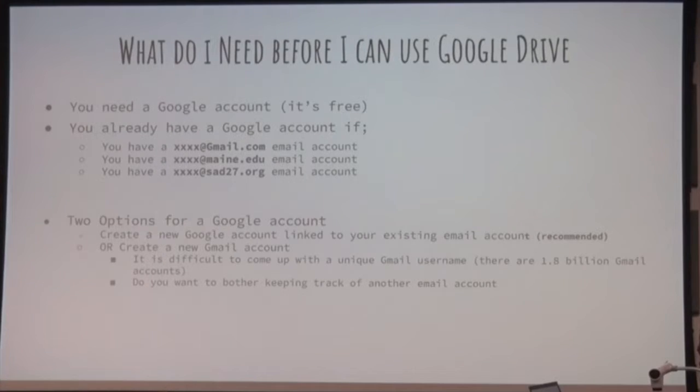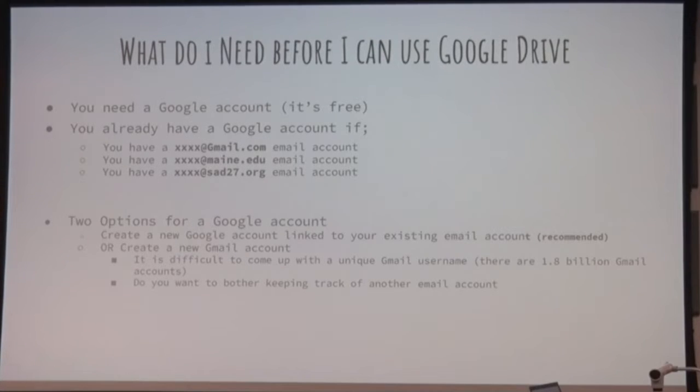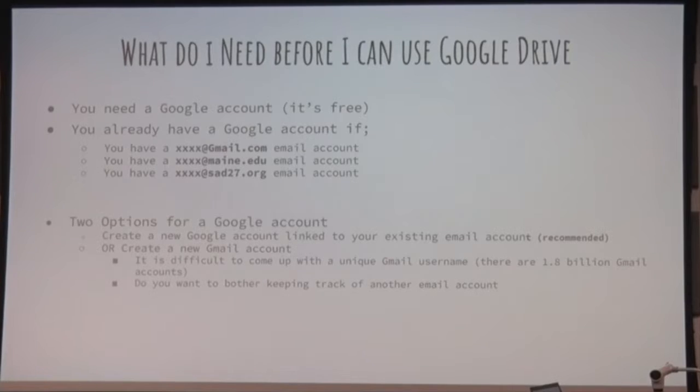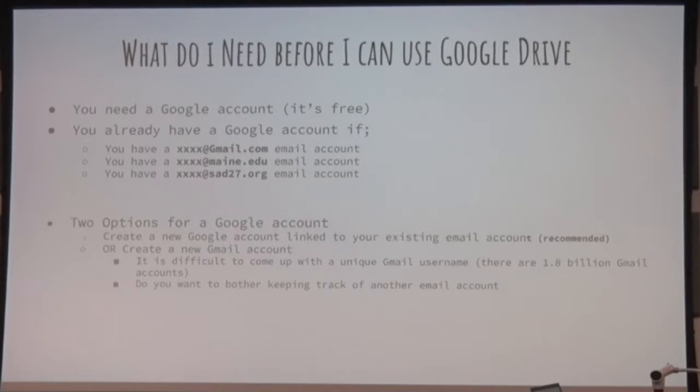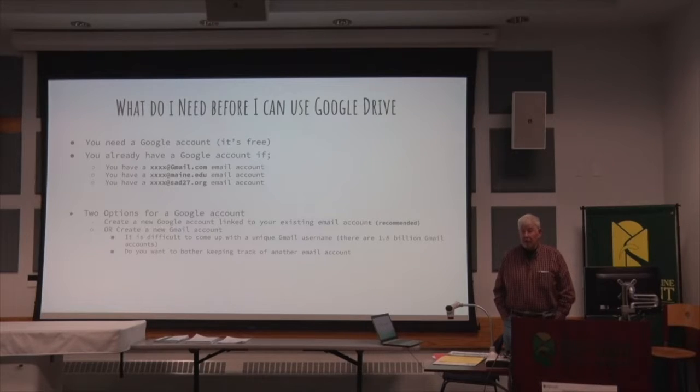You have two options for how to create a Google account. One way is to create a Google account that's linked to your current email account. So you can create a Google account linked to joe@roadrunner.com, and now joe@roadrunner.com is your Google account name also. That way you don't have to have a separate account for Google.